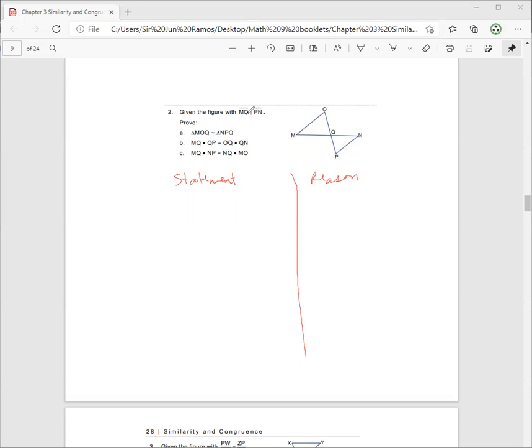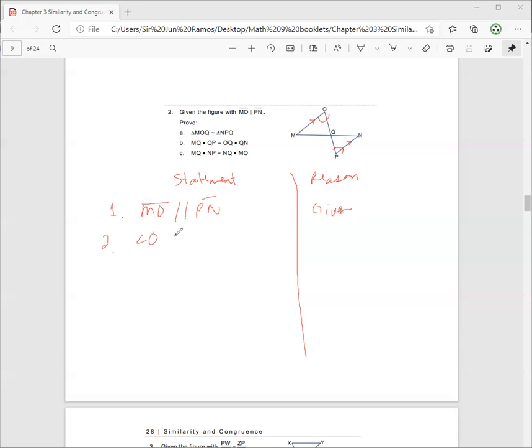So here, segment MO is parallel to PN. So I will make this marking here. That's parallel. And what is the implication of this given? So here I will have step number one, MO parallel to PN, and my reason here is it's given. And number two, the implication of that will be that this angle here is congruent to that angle.